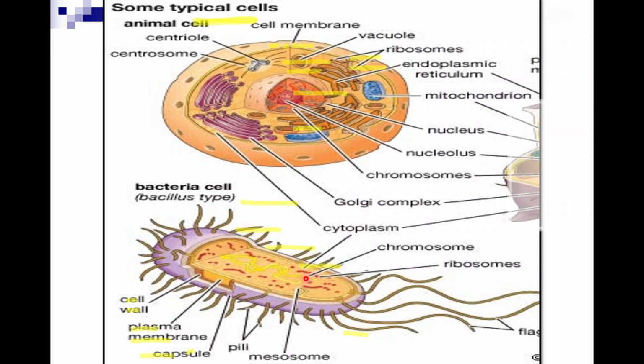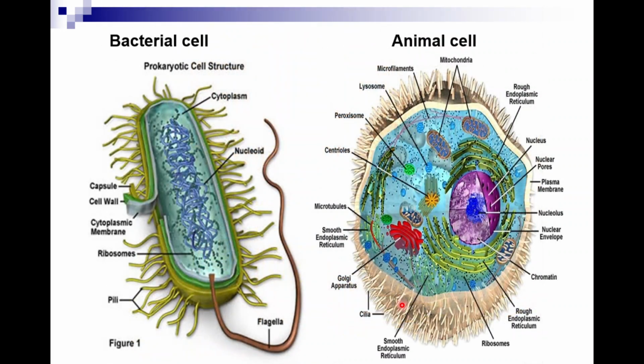And see here, after the structure of the eukaryotic cell, that is the bacterial cell, a bacillus type bacterial cell. So the cell wall is present, plasma membrane is present, capsule is present, pili are seen, then mesosomes are present and flagellum is seen here for locomotion. So this is all about the prokaryotic and eukaryotic cell.